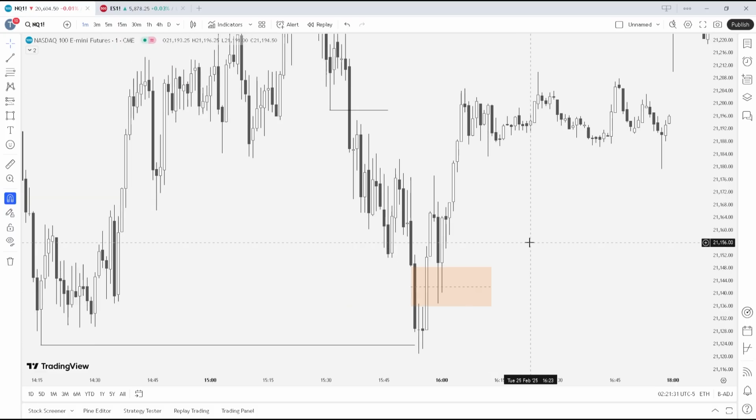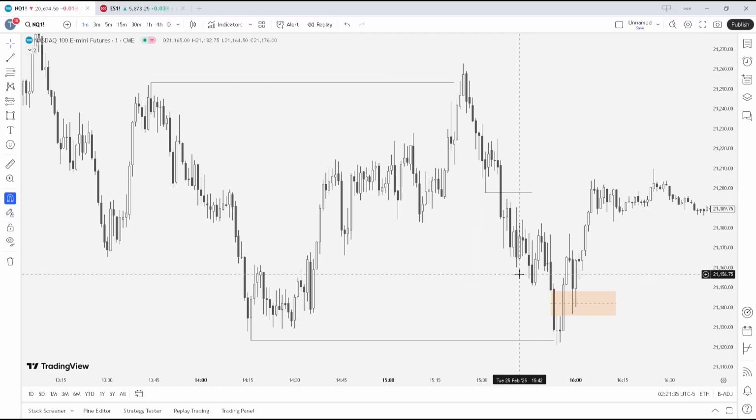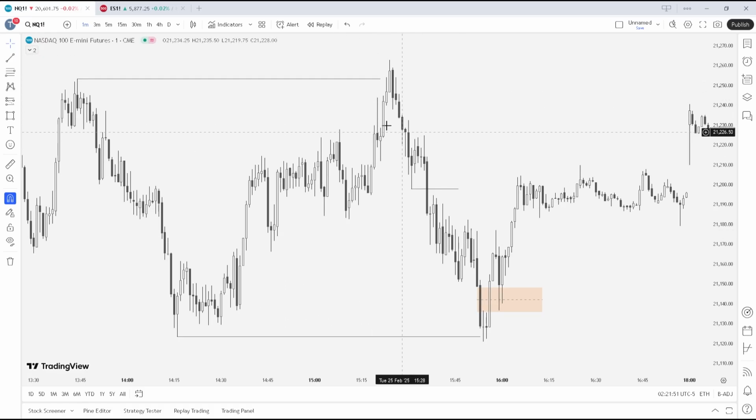But also you have to keep in mind the higher time frame bias and what we're doing on the higher time frame. So if we're making higher highs, higher lows, higher highs, higher lows, then you would expect the highs to be a liquidity run and the lows to just be a liquidity sweep. But if you're making lower lows, lower highs, lower lows, lower highs, then you would expect the sell side to be liquidity runs and the buy side to be liquidity sweeps.